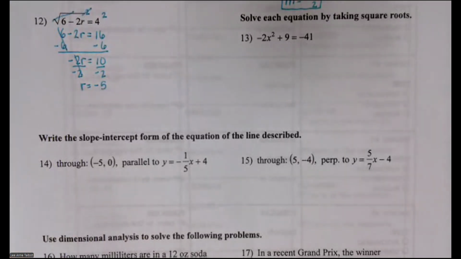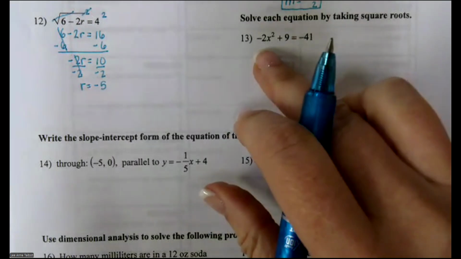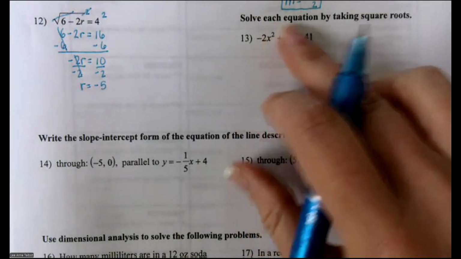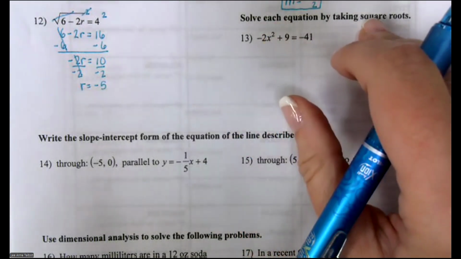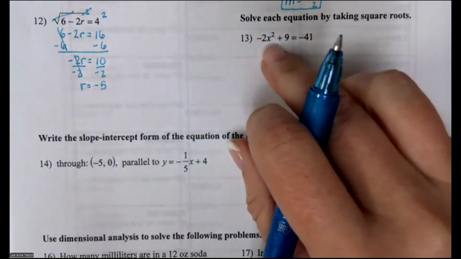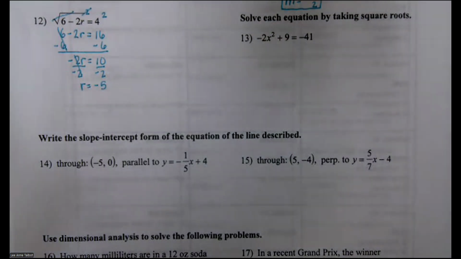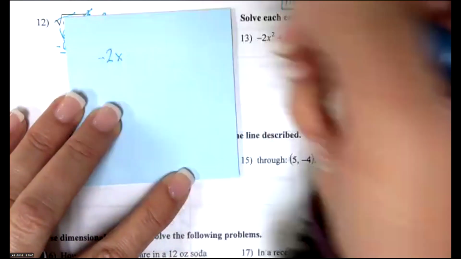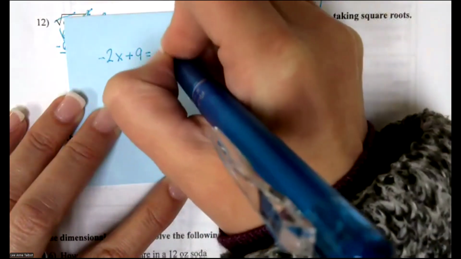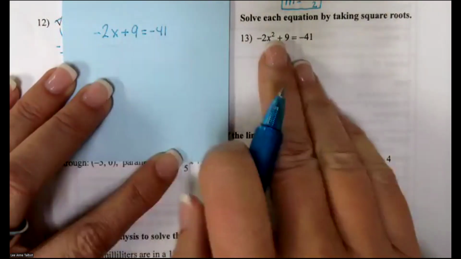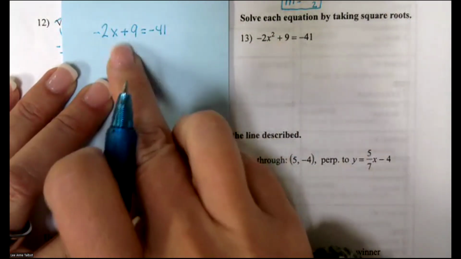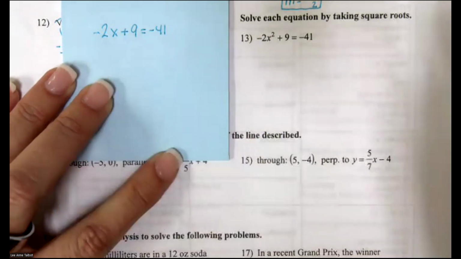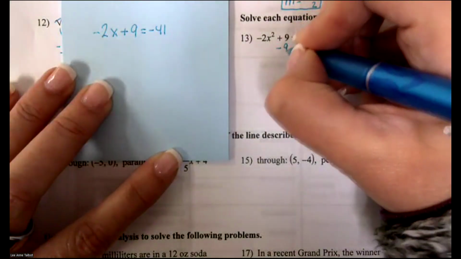Okay, number 13 is the opposite. This one has a squared in it, and it says solve by taking square roots. The problem is you can't square root it yet. You have to get the x squared alone. So what I mean by that is, let's pretend that this was the problem you were working on instead of this problem. What would you do first on this one? Perfect.